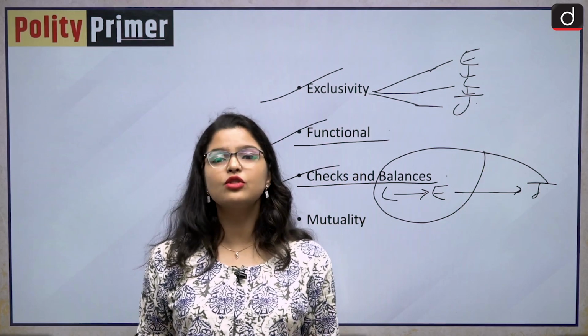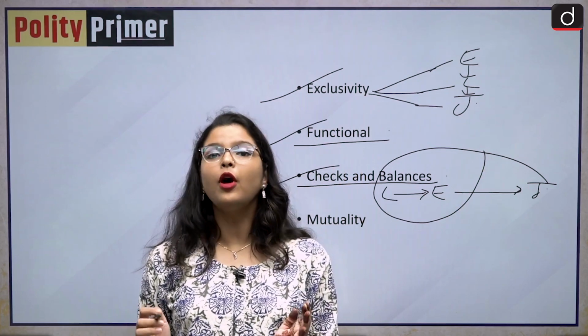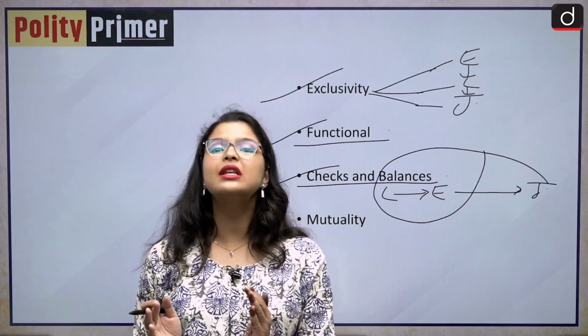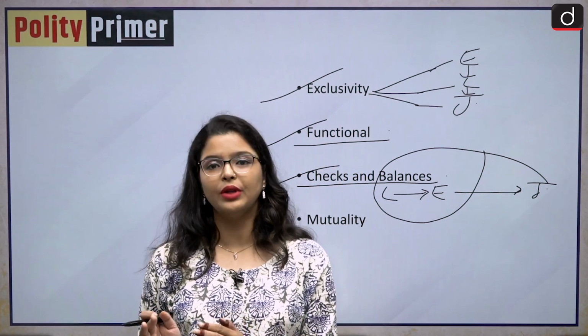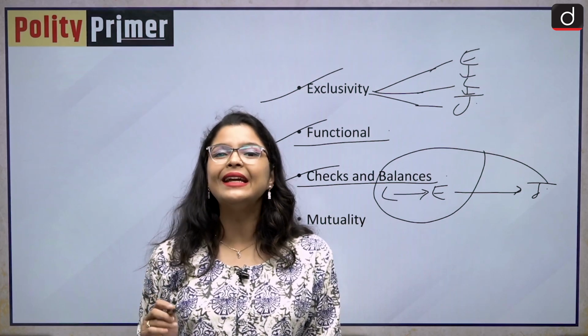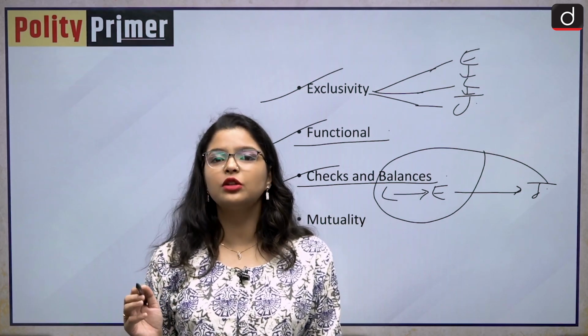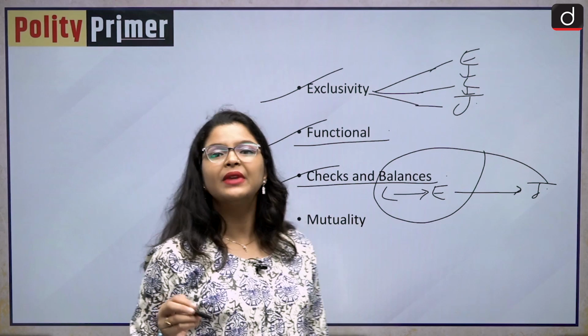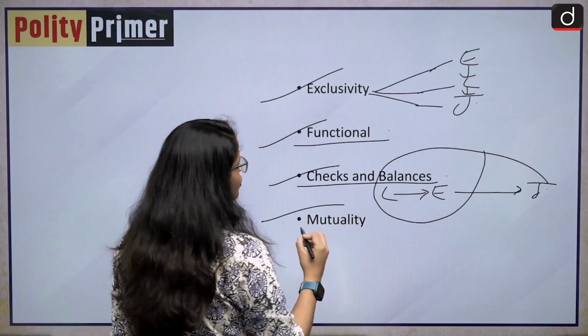And why is this so? So that they can perform within their own constitutional spheres that have been granted to them. So it is important that all of these three organs maintain a check and balance on each other to function efficiently. Then there is the function of mutuality.